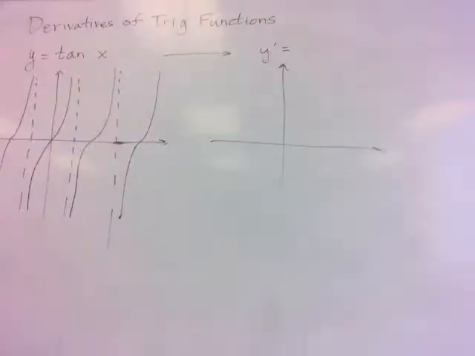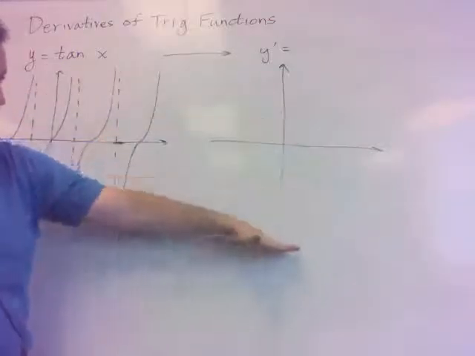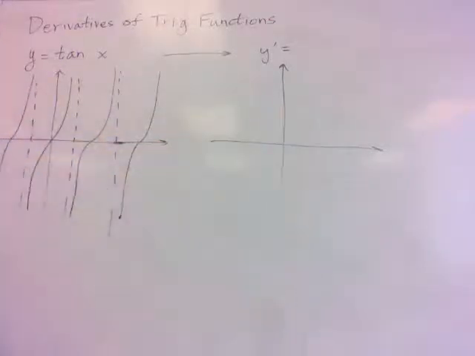What else can we note here? Well, look at each one of these little branches. If you take a tangent line here, you got a positive slope. So the derivative is positive. If I take it here, I've also got a positive slope. Positive slope, positive slope. Do I ever get a negative slope on tangent? No. There's never a negative derivative.